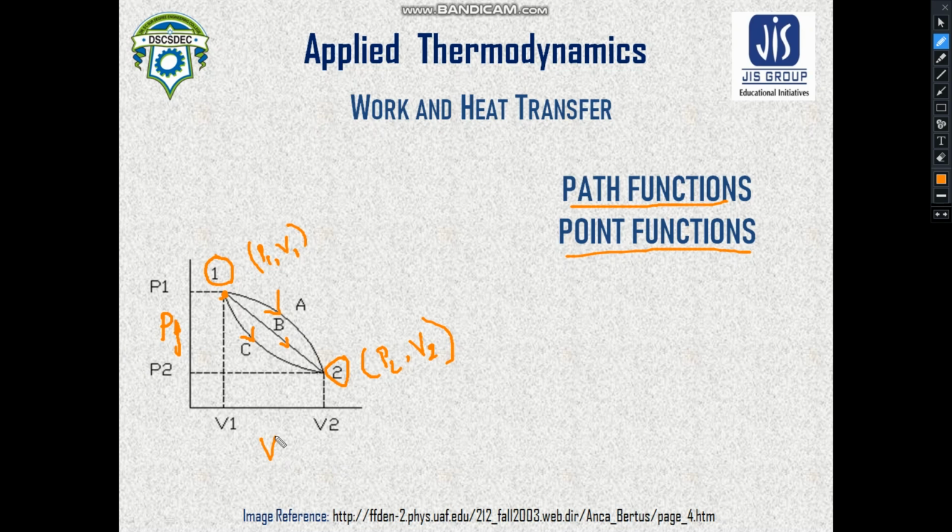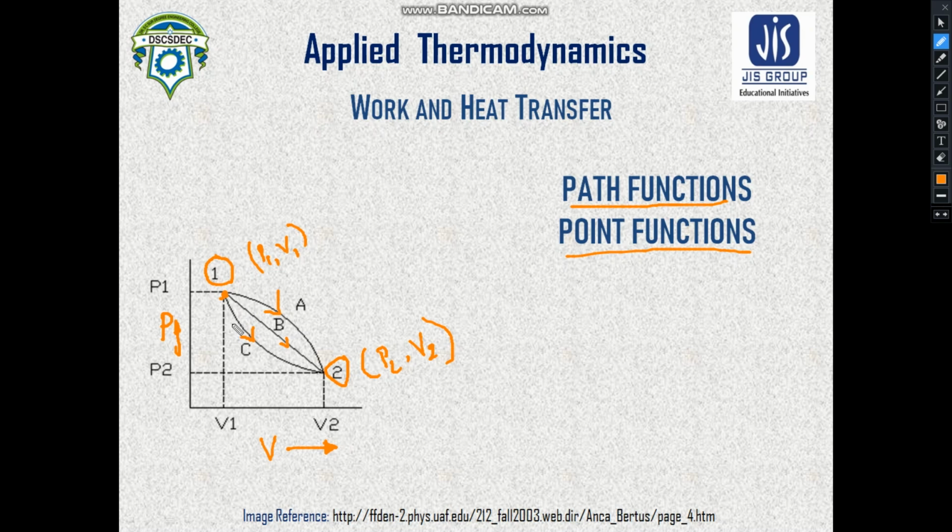Since we do not have any understanding about work transfer yet, let me give you this information: the area under the PV curve denotes work transfer. How does it denote? Let us not get into that. Just remember this information. It will help to understand the nature of path functions and the nature of point functions.